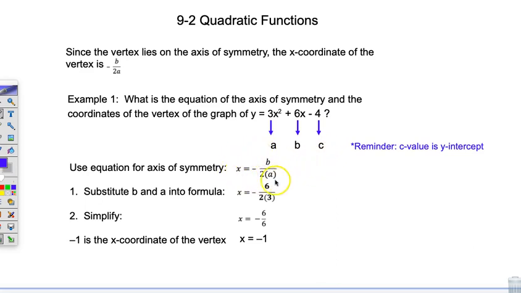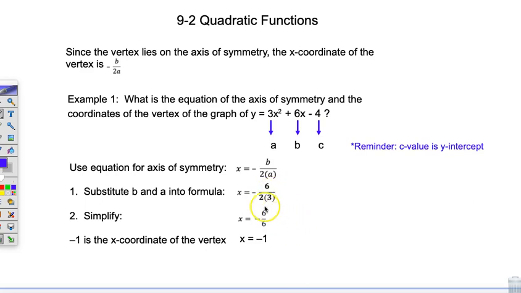So here we have our axis of symmetry formula. We're going to plug in our a value, which is 3, and our b value, which is 6. So right here you can see instead of b, I've placed the 6. My 2 is part of the formula, and my a value is a 3. Notice that negative sign is still there. Then all I have to do is simplify.